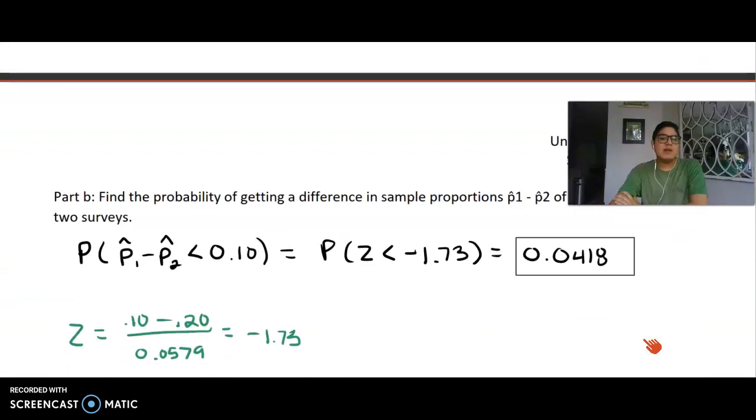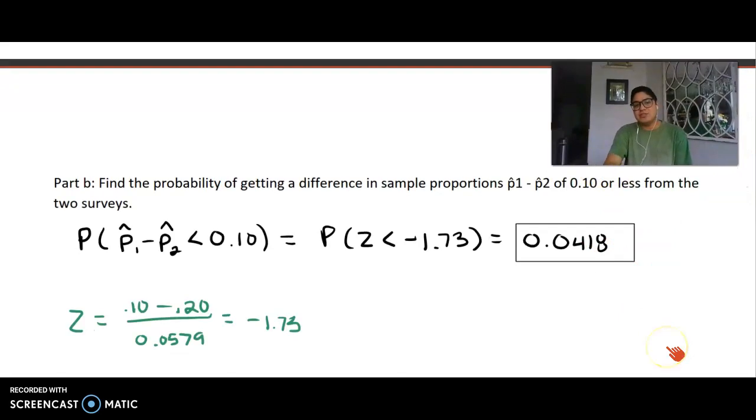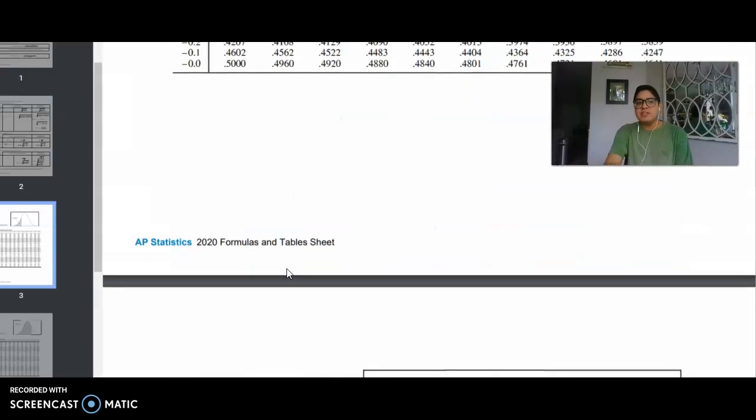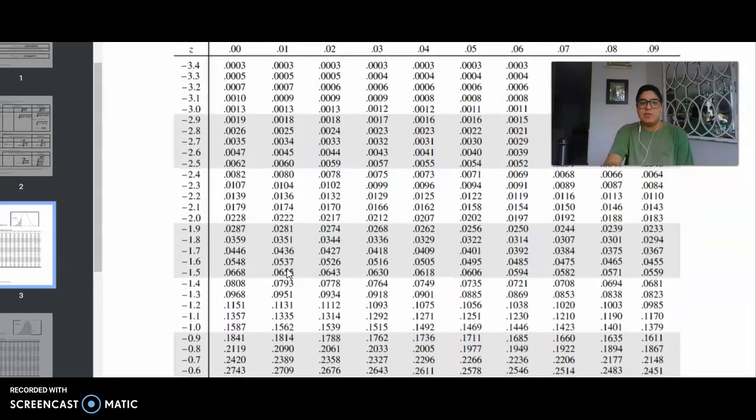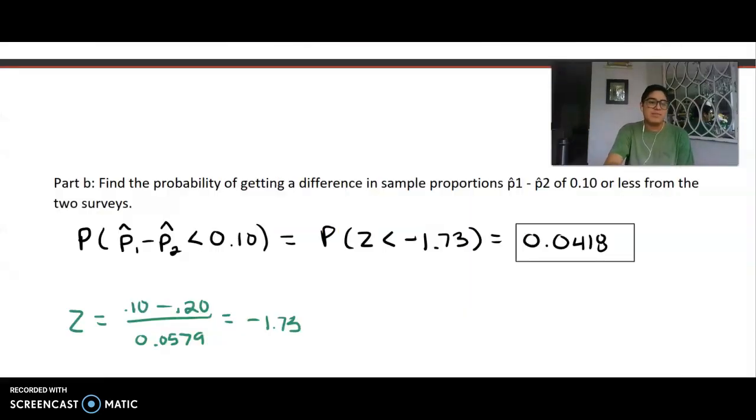Now, let's suppose that I want to find the probability of getting a sample difference of 10% or less from the two surveys. So I want my sample proportion difference to be less than 10%. Well, I convert that to a z-score, and the probability of getting a difference that has a z-score less than negative 1.73 is going to be relatively small at 0.0418. And again, if you don't know where those values are coming from, I'm using my formula sheets, and I found here negative 1.73. And when I find its respective probability, that comes out to about 0.0418.